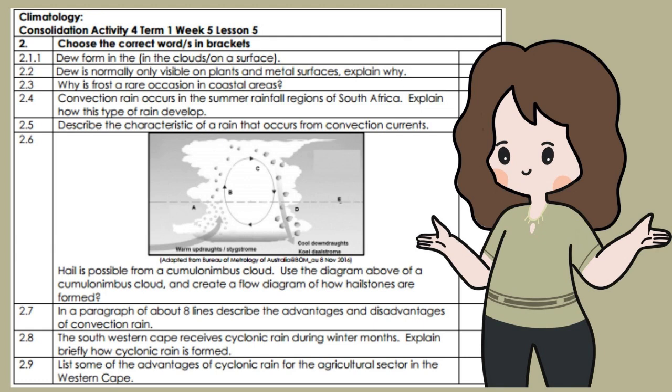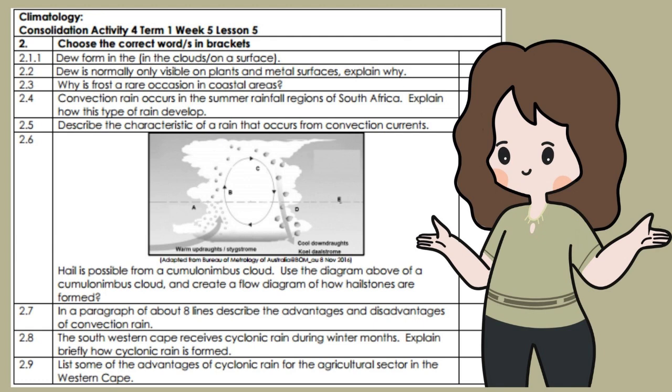Climatology. Consolidation Activity 4, Term 1, Week 5, Lesson 5. 2. Choose the correct word/s in brackets. 2.1.1 Dew forms in the cloud / on a surface. 2.2 Dew is normally only visible on plants and metal surfaces. Explain why. 2.3 Why is frost a rare occasion in coastal areas?